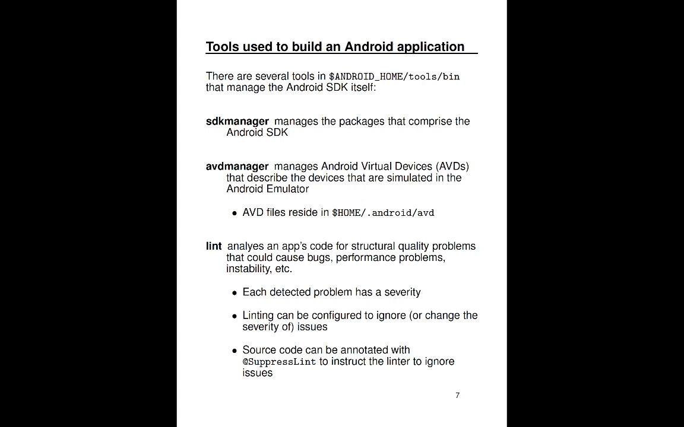directory. There's another application in tools/bin called lint. It analyzes an application's code for quality problems in its structure. These are the kinds of things that could cause bugs, performance problems, instabilities, etc. They give you really good insight into the quality of your code.